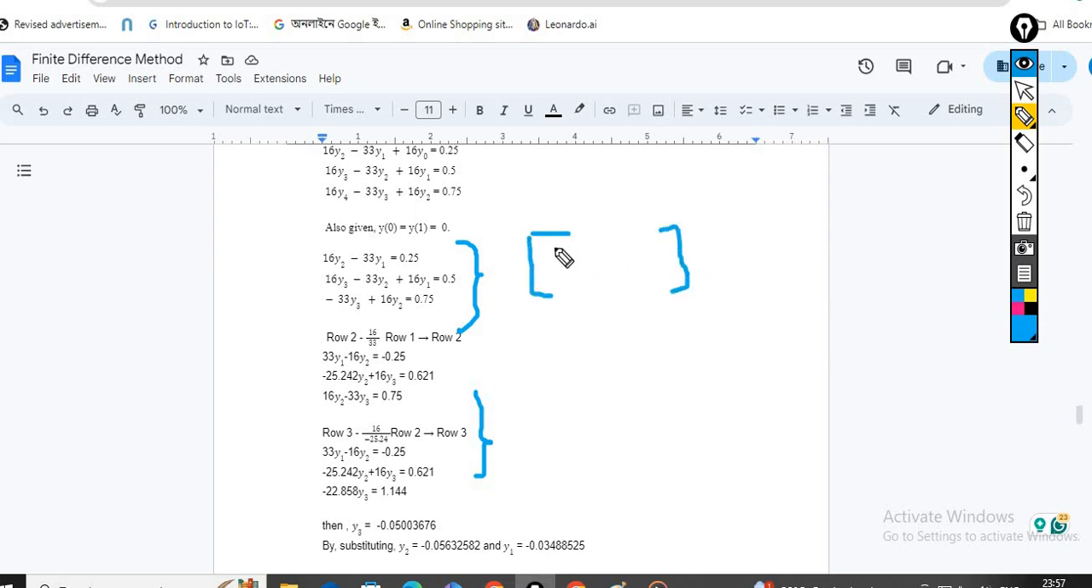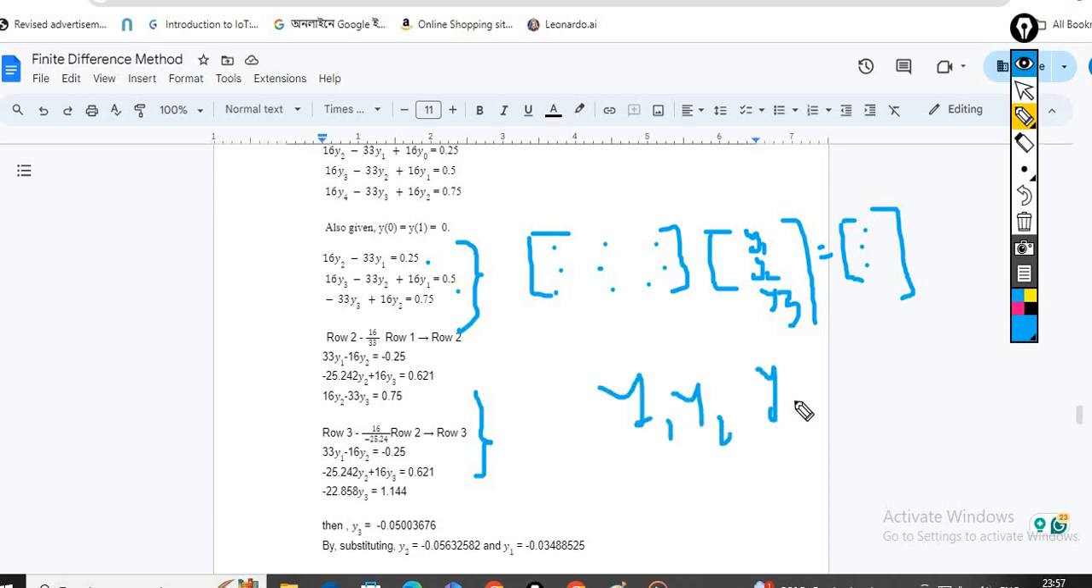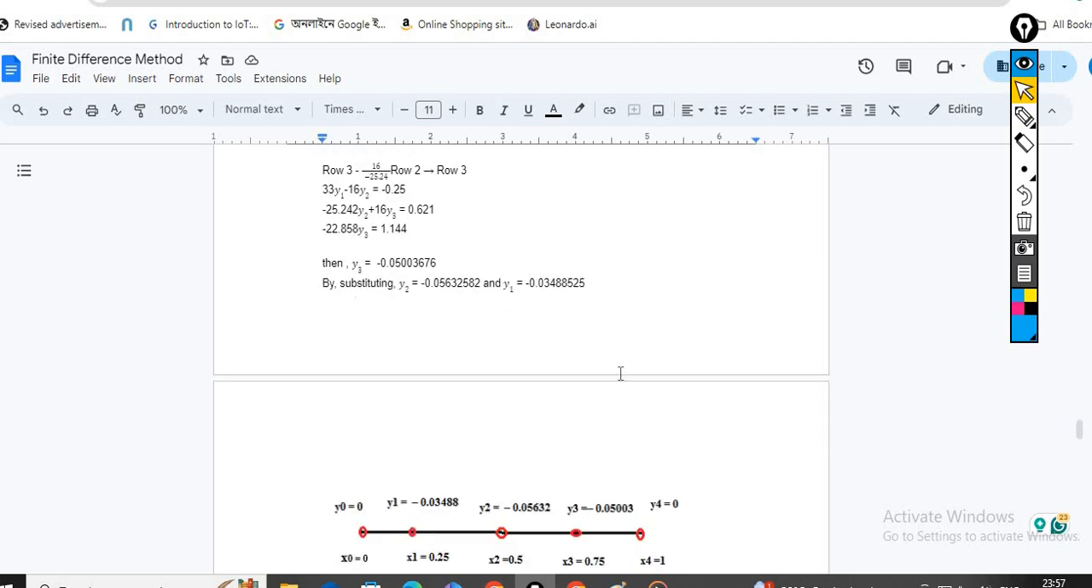You can consider the corresponding element values over there. Okay, and here you have y1, y2, and y3, and this is equal to the values 0.25, 0.5, and 0.75. By using the matrix method, rearranging the rows and columns, you can get the values of y1, y2, and y3. So from this differential equation, you can get the points over there. Okay, so you can solve this.